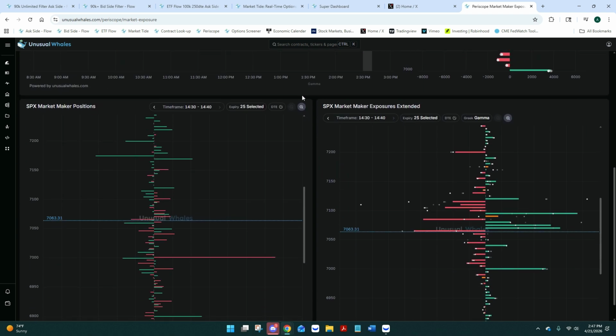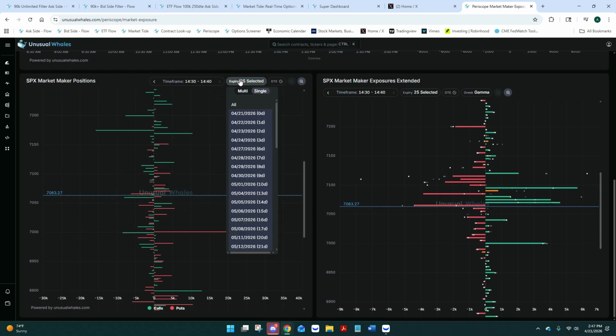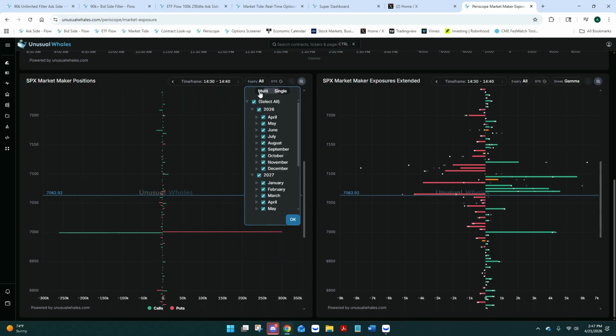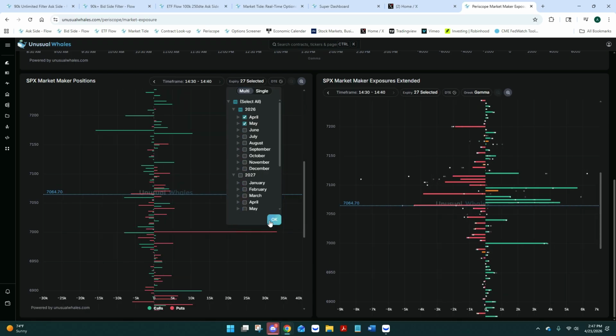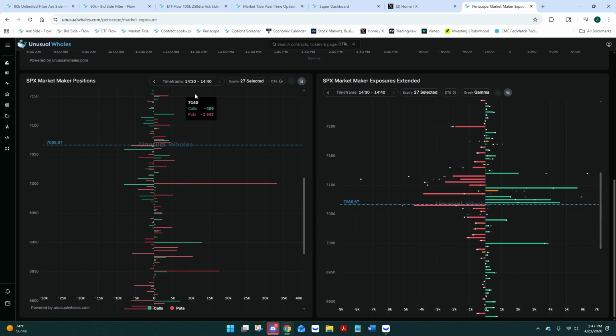You can come down here and it will show you the market maker positions. You know what those positions are. Let's say I want to look at April and May, so let me unselect all. Let's just look at April and May, maybe to plan out a week or two trade here. You will get that market maker position. So here we are.